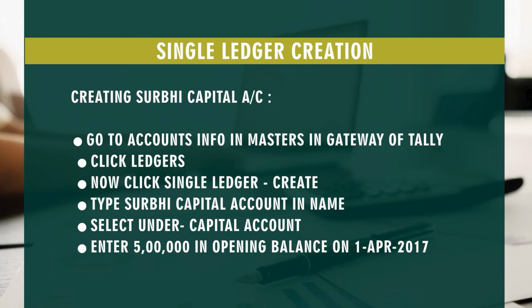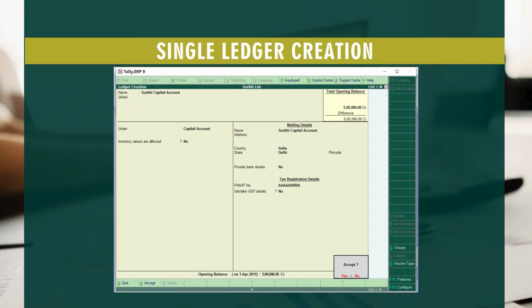After entering all information, you can see on the screen that in the name Surbhi Capital account is reflected, under is capital account. Now there are other informations like inventory values are affected. Since capital account is not going to affect the inventory value, we have put this option as no. Whereas in mailing details, there is a name which automatically will come will be Surbhi Capital account. If you want to give the address, type the address in the address bar. Then there is a country which we will select India and in state we will select Delhi. Then you can write the PIN code.